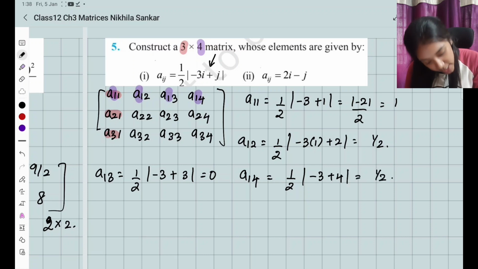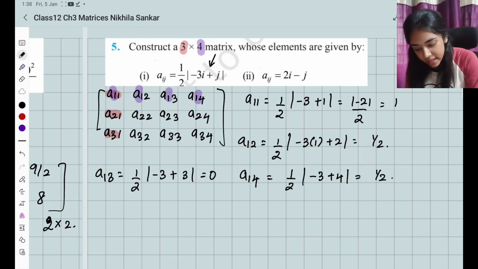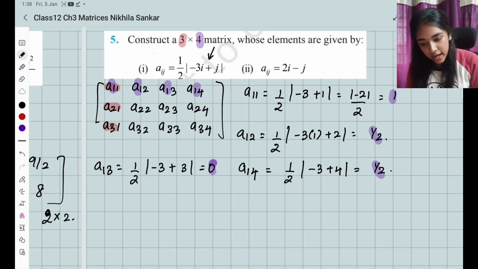This is again going to be half. For the first row elements, it is going to be 1, half, 0, half. 1, half, 0 and half.